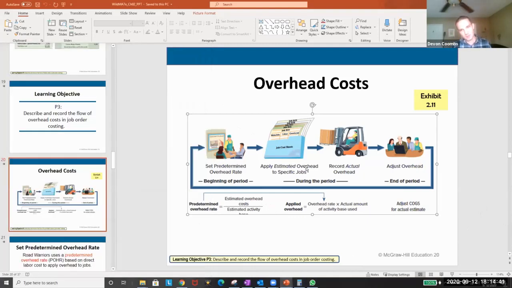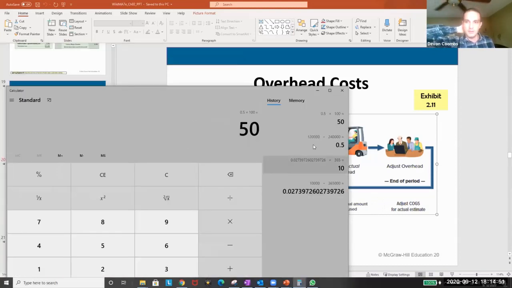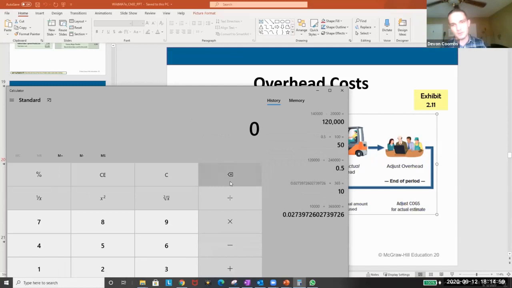So we set the predetermined rate, we apply it to the jobs, and then at the end of the month, we get actual overhead, right? We'll find out, we thought we were going to spend $120,000, but we actually spent $140,000. So we underestimated by 20,000, or sorry, 40.